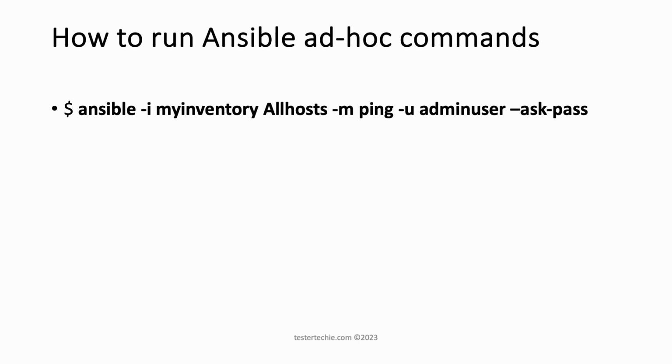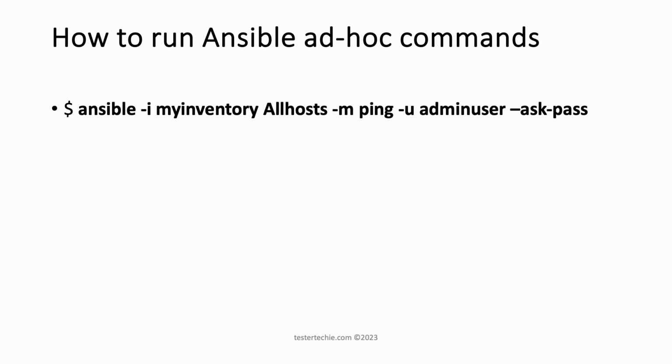How can you run Ansible ad hoc commands? In this case I'm using ansible as the main command, then as I talked, -i myinventory, that file which we created in previous steps. Then we mention the group, so we want to run this on all hosts. Whatever IPs or servers are mentioned under all hosts, we will hit those IP addresses. Then -m is the module. In this case we are using the ping Ansible module. Then we specify the username.